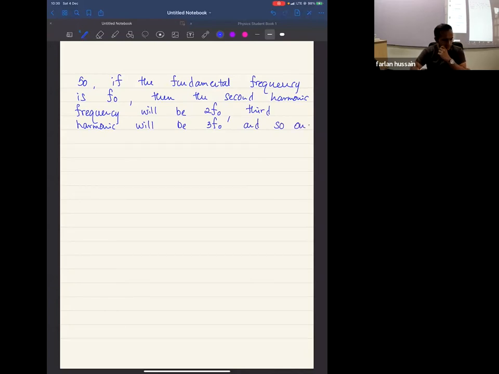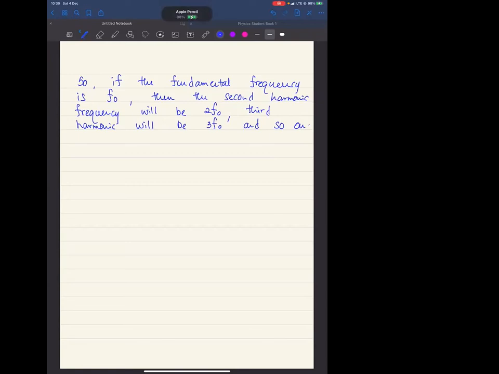So if the fundamental frequency is F naught, then the second harmonic frequency will be 2F naught, third harmonic will be 3F naught, fourth harmonic will be 4F naught, and so on. Okay? Any questions? Any questions, anyone?